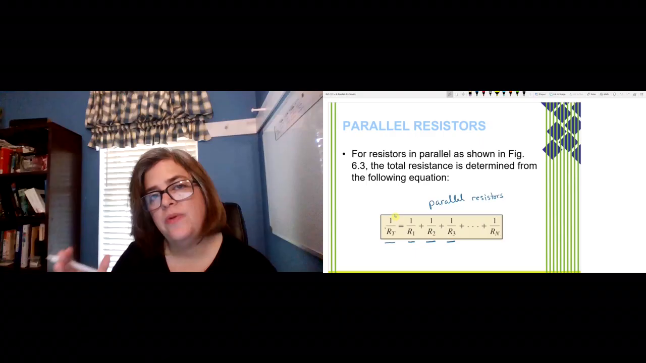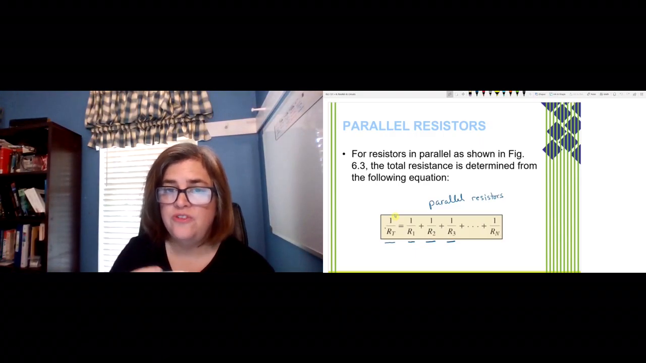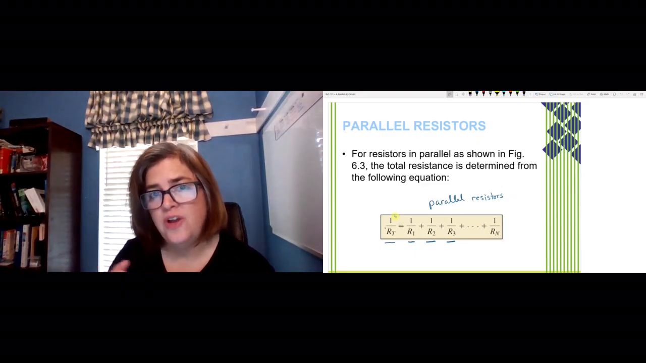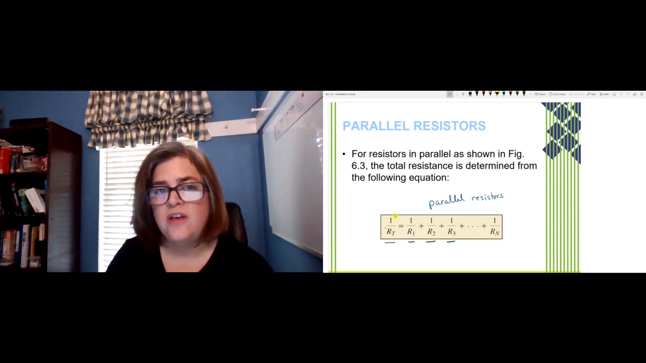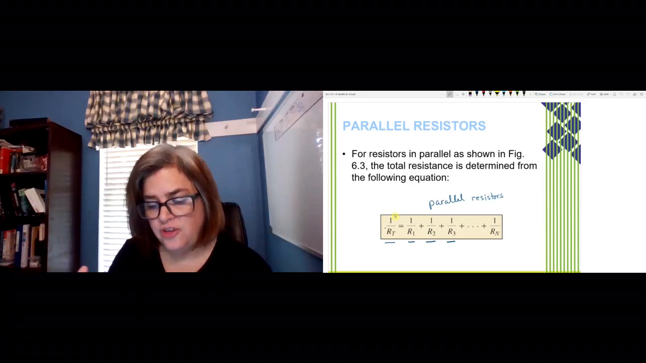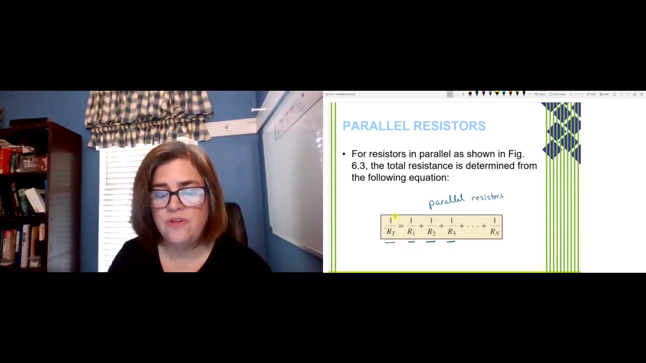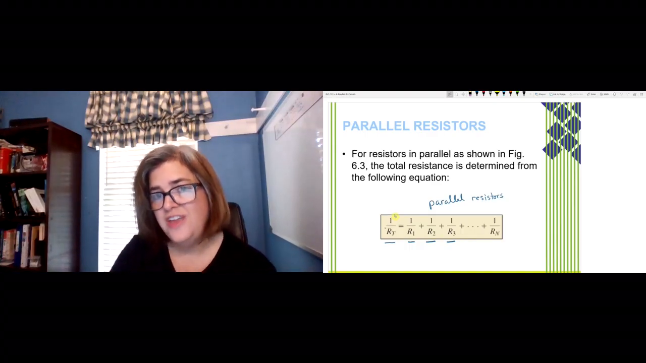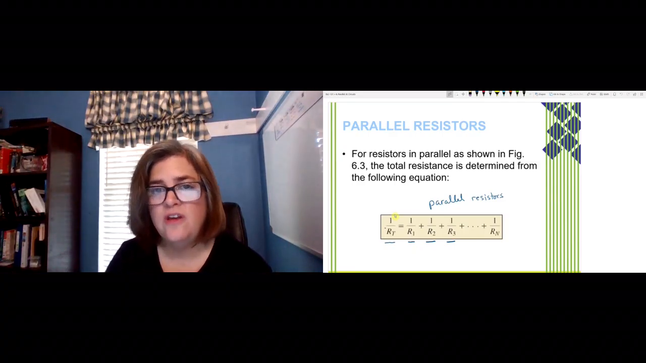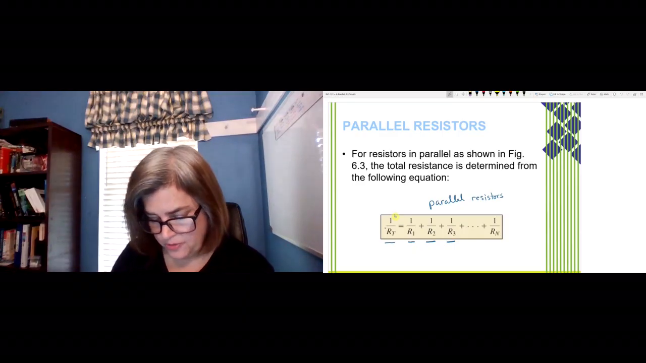Because when we add resistors in parallel, we actually end up decreasing the total resistance of the circuit, whereas with series resistors, as we add resistance, we're increasing the resistance, right? This is just a difference in how the parallel circuit works. We're dividing that current into different portions for the parallel resistors, so that actually increases the total current of the circuit, or the current required of that source, and that's why we're decreasing the resistance as we add resistors in parallel.